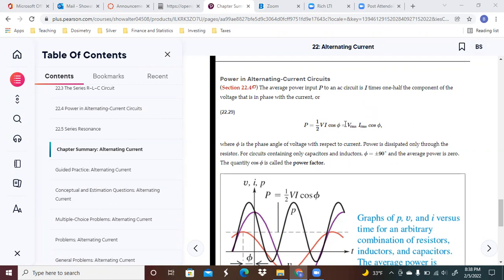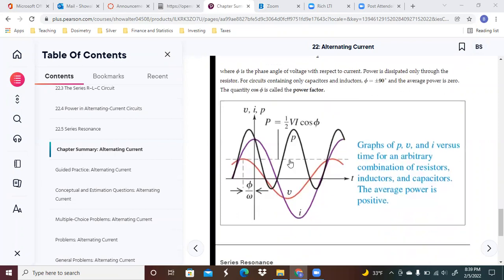It's also going to be equal to the voltage root mean square times the current root mean square times the cosine of phi. Phi here is going to be the phase angle of voltage with respect to the current. Power is dissipated only through the resistor. For circuits containing only capacitors and inductors, phi is going to be equal to plus or minus 90 degrees, and the average power is going to be 0. The quantity cosine of phi is also going to be called the power factor.